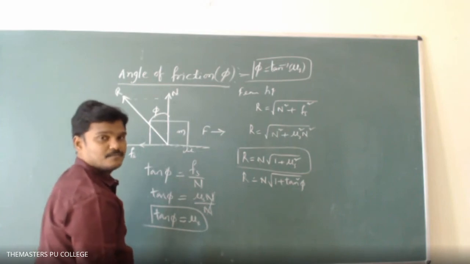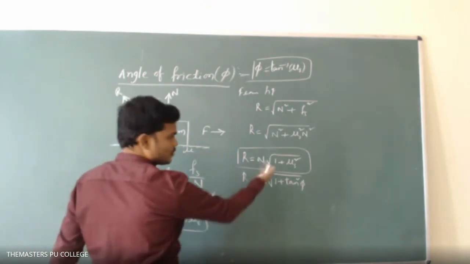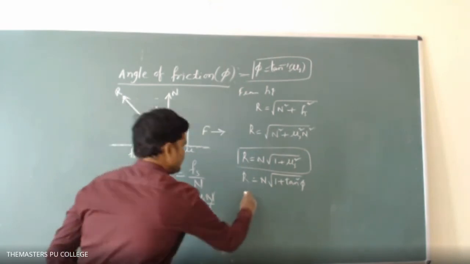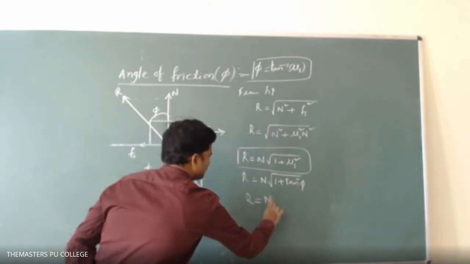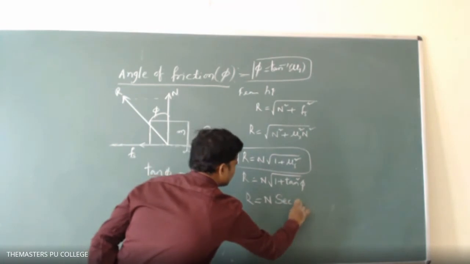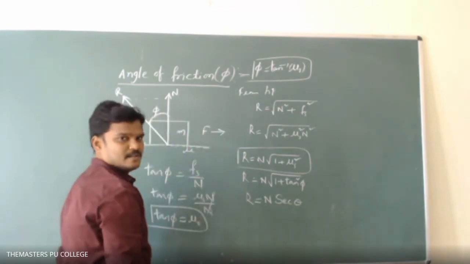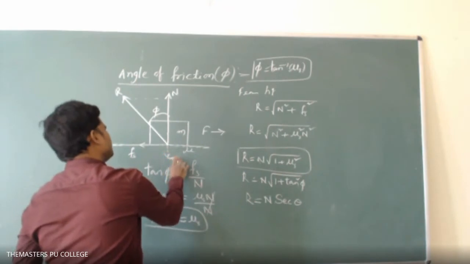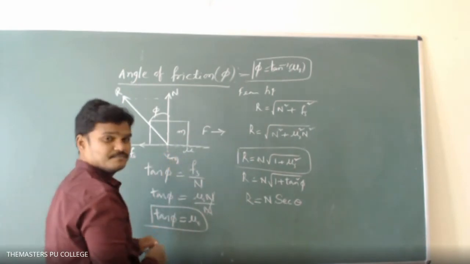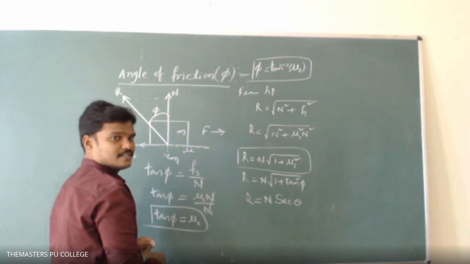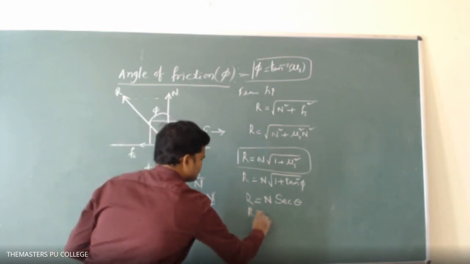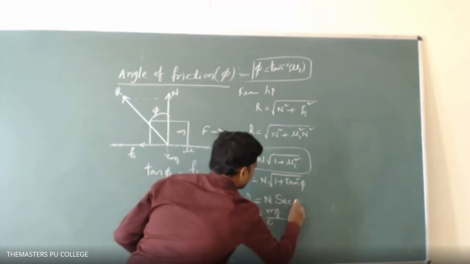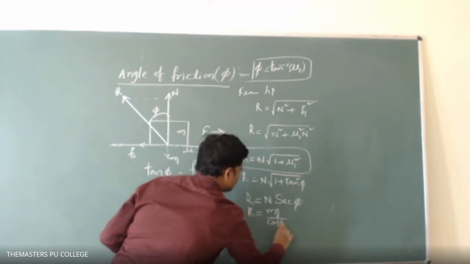Secant square theta, and root is there. Secant theta. R is equal to n secant theta. What is secant phi? n? What is n? N is balanced by mg. Shall I write this n as mg? Yes, sir. mg. Shall I write secant phi as 1 by cos phi?